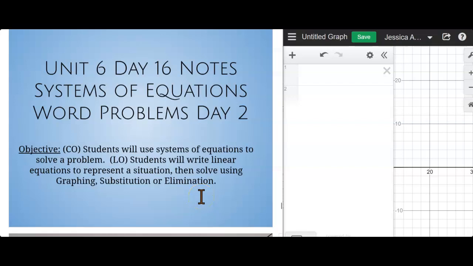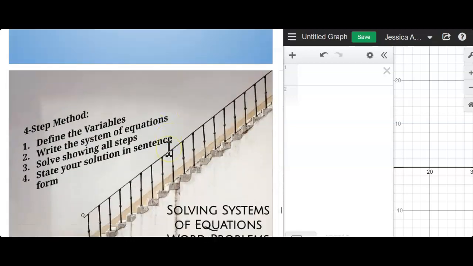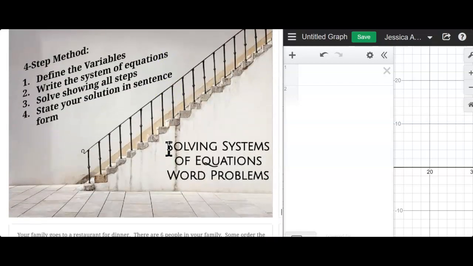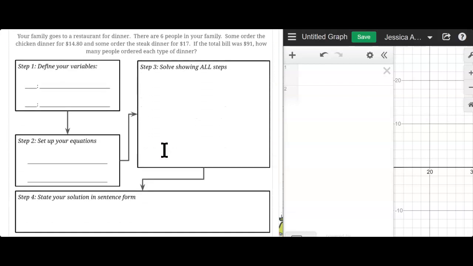This video will go along with day 16's notes, which was some more word problems, but in a different format than what we did yesterday. So we're still going to follow our 4-step method with defining our variables, writing our system, solving in Desmos, and then stating our solution in a sentence. But the setup's going to be a little different this time.